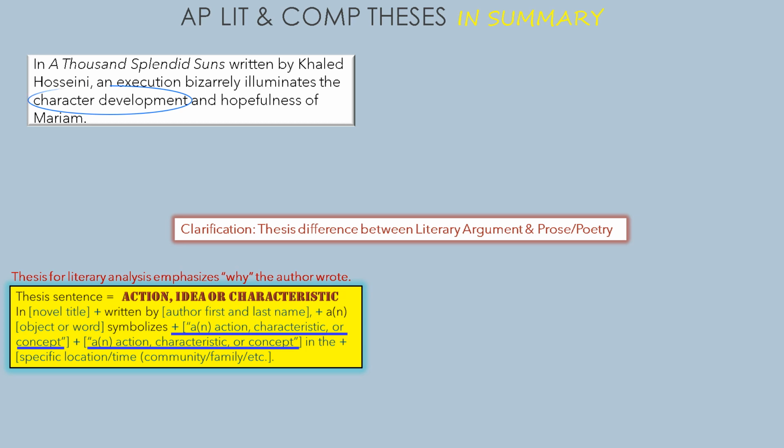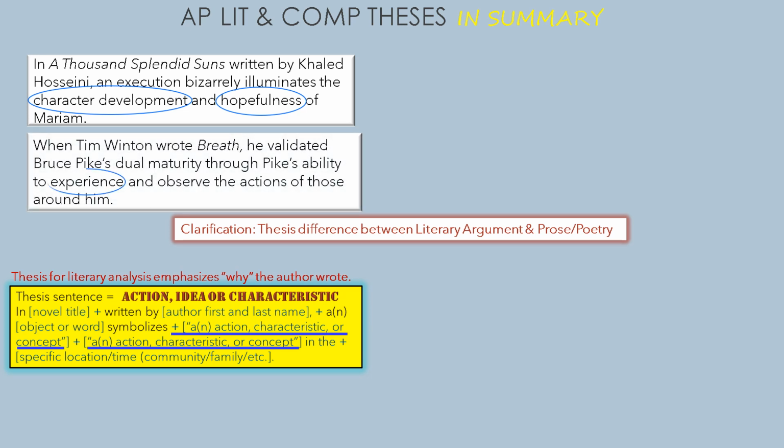Here are examples where in the first thesis, character development and hopefulness are what the author wants to say is important in Merriam's world. The second thesis uses Pike's ability to experience and observe as what the author really wants the reader to learn from the text.